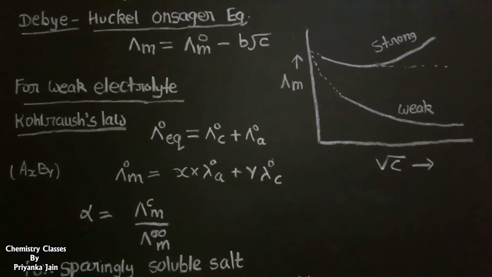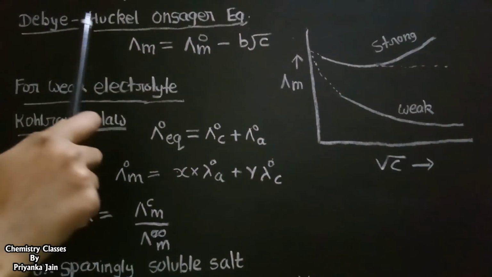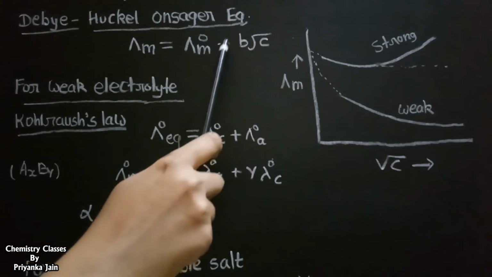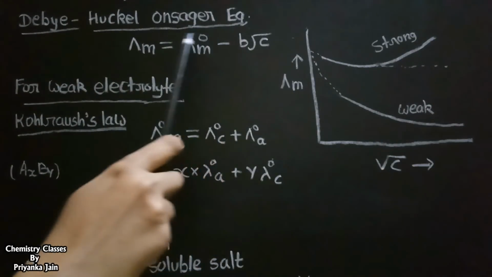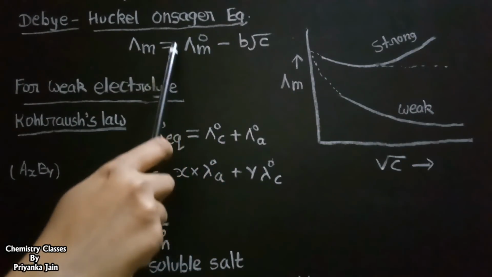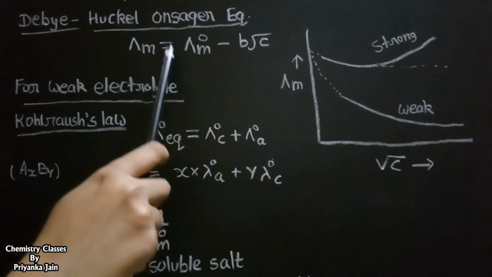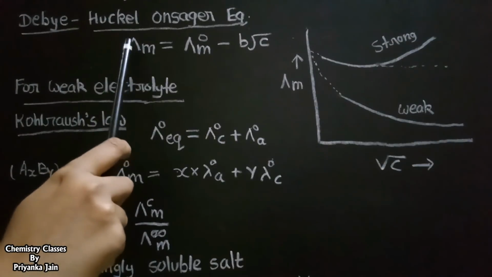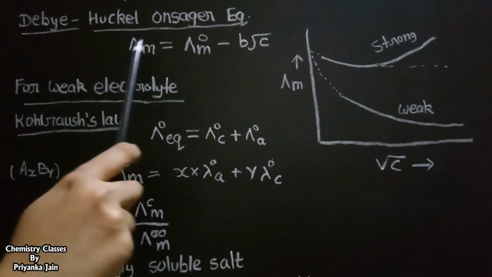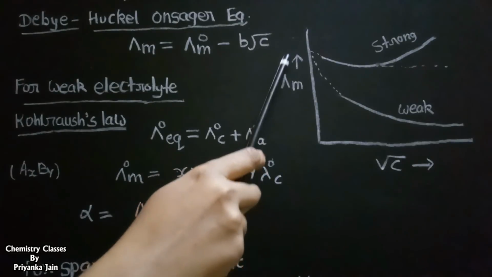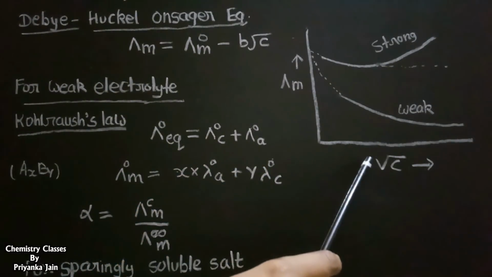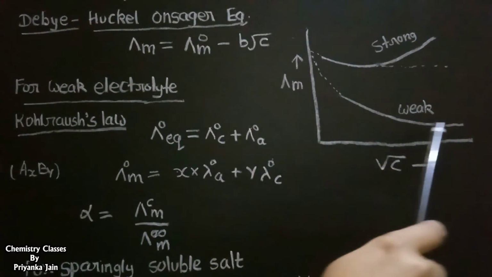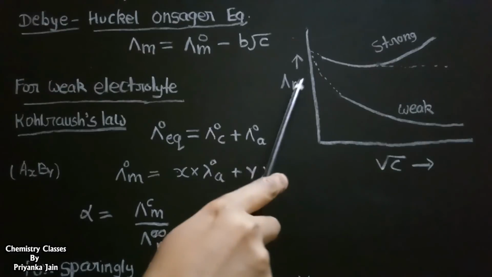Then another important thing is the variation of the molar conductance with the concentration. In the case of a strong electrolyte, it is given by the Debye-Huckel-Onsager equation: mu m is equal to mu naught m minus b root c. Here b is a constant, mu m naught is the limiting molar conductance or molar conductance at infinite dilution, and mu m is the molar conductivity at any concentration. If we see a graph between the molar conductance and the root of concentration, it will be like this. This is for the strong electrolyte and this is for the weak electrolyte.